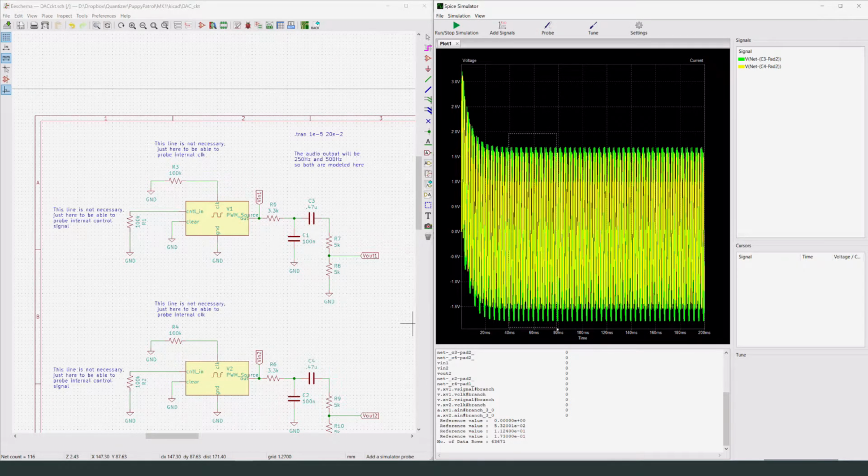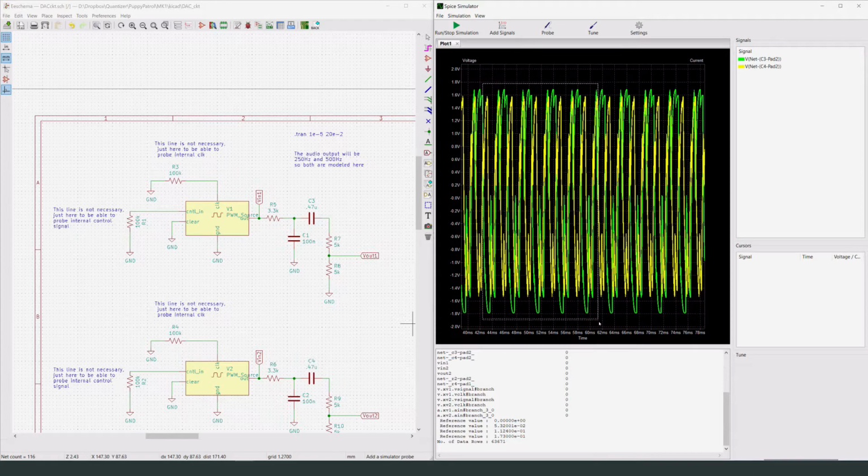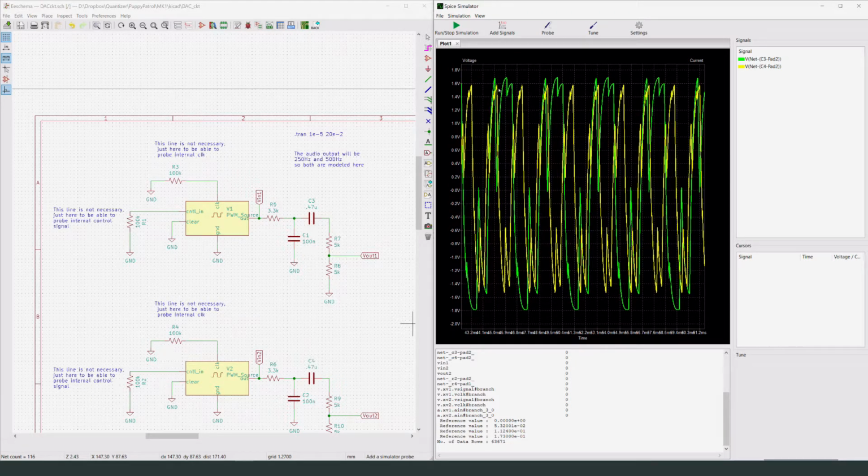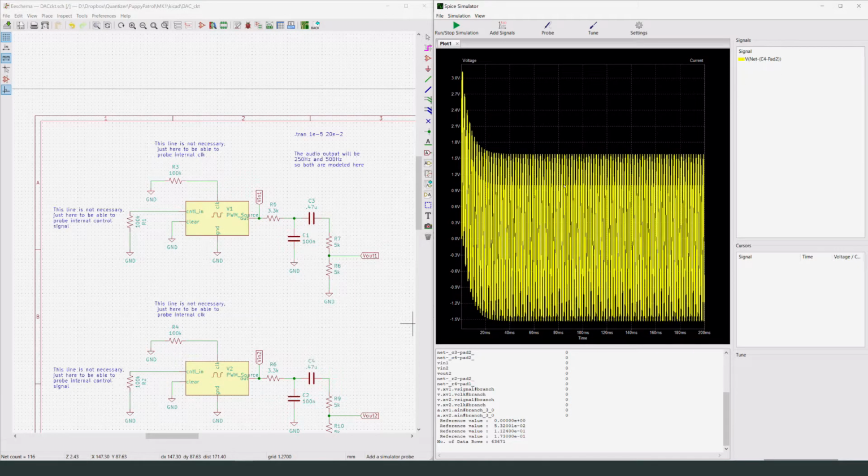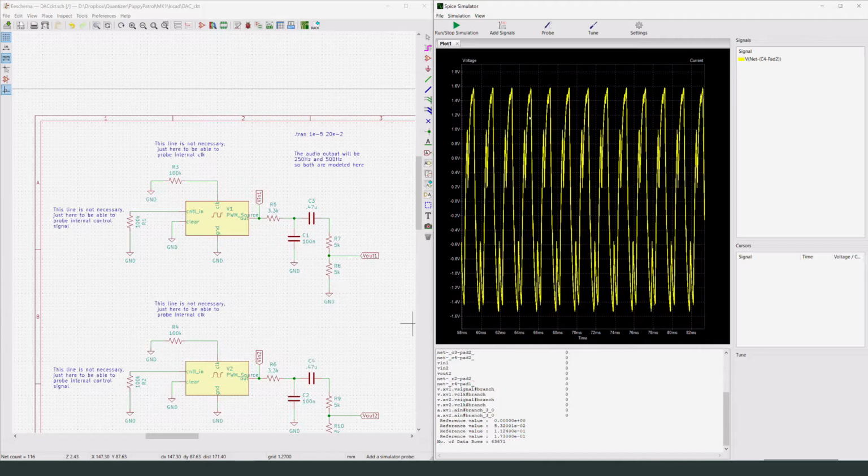Yellow. So you'll see that the green is a little bit higher than the yellow is, but it's not too much, and the waves are okay, right? Let's look at one of the higher frequency waves. It looks okay. It looks like a sine wave.